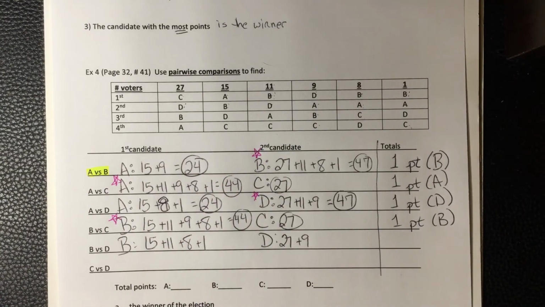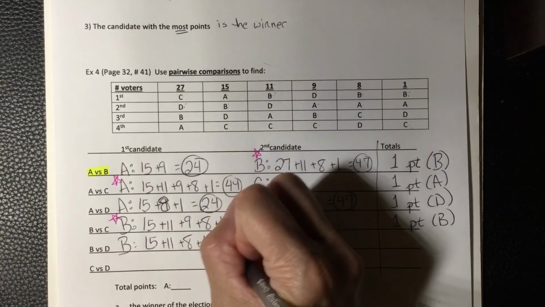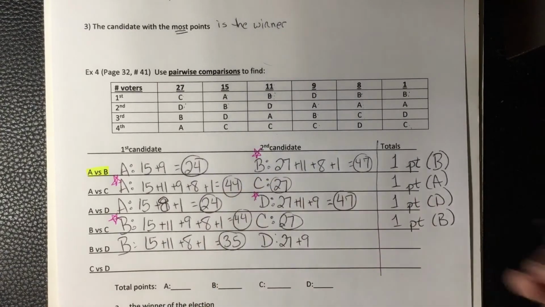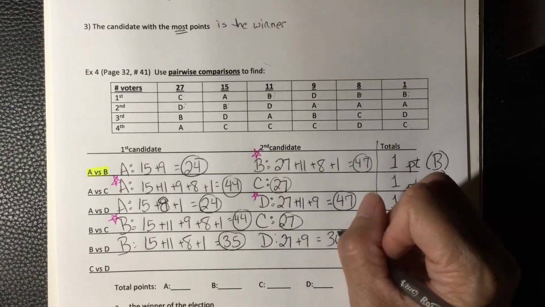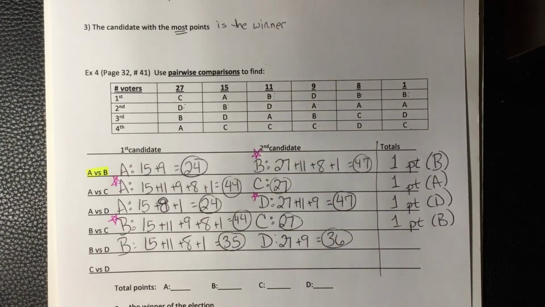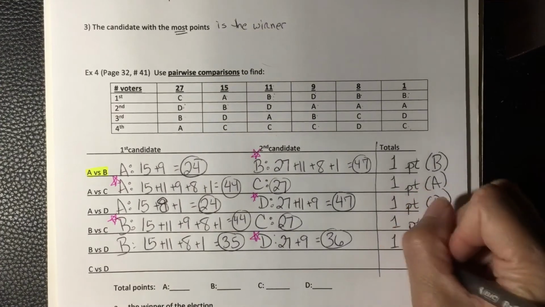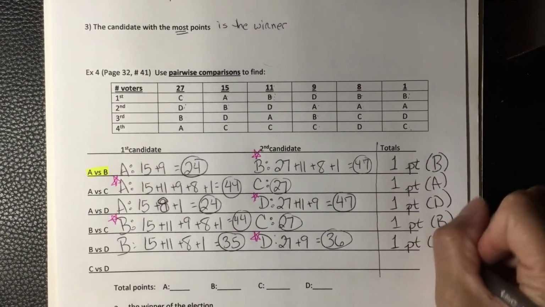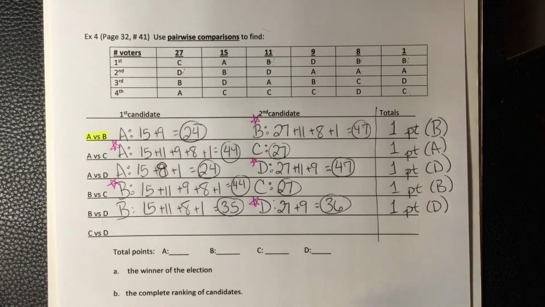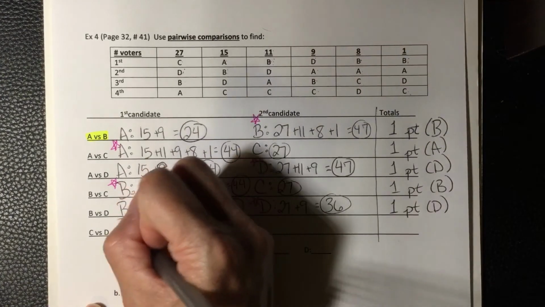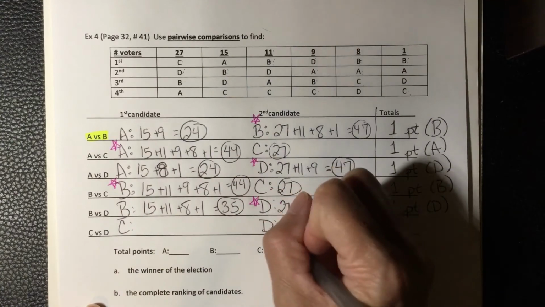All right, so if I add all of those together, for B, I get 35. And for D, I get 36. So that one was super close. D barely edged him out, so D gets the point. So 1 point for D. All right, so for our very last comparison, we're going to compare C to D.